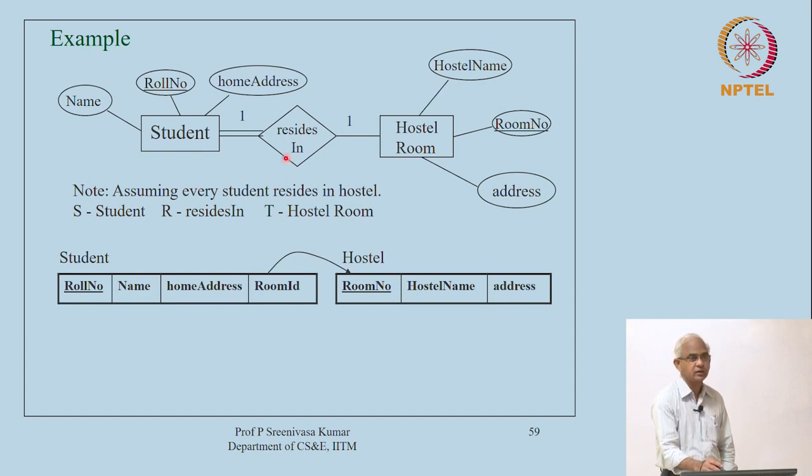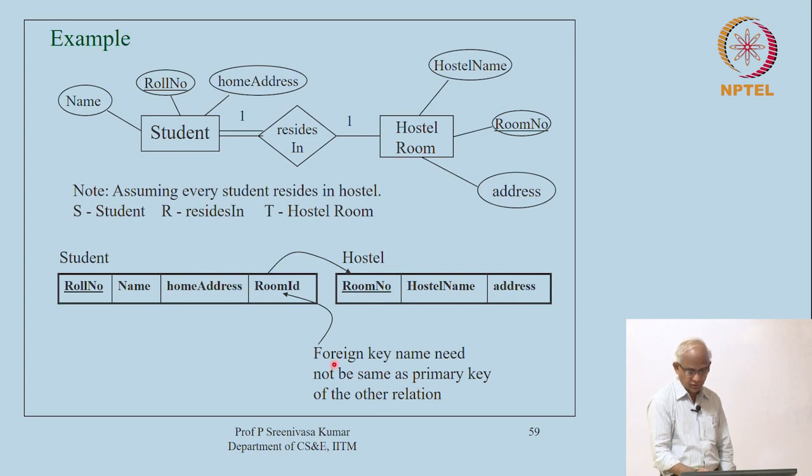But the only issue would be that we have assumed this is a partial participation. So, there might be several rooms which are not allocated, in which case the value of roll number or student ID here would be null. In case it is not allocated, it will be null. If it is allocated, it will be the student ID of the corresponding student. So, there will be a lot of null values if we choose the relation which has partial participation. In general, the foreign key name need not be the same as the primary key name; it could be some other name. For example, I said here room ID, which basically refers to the room number.